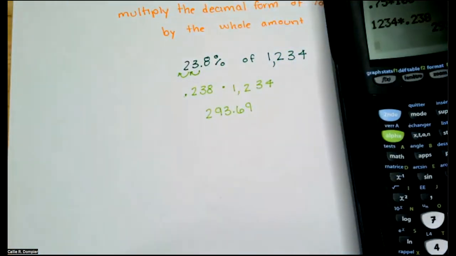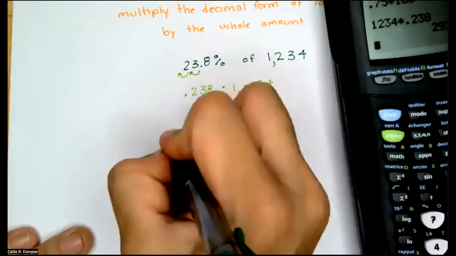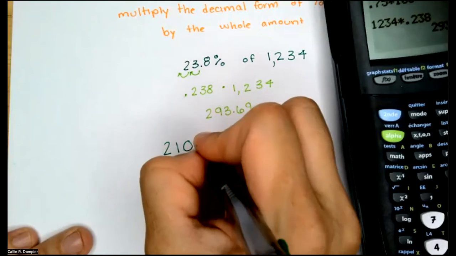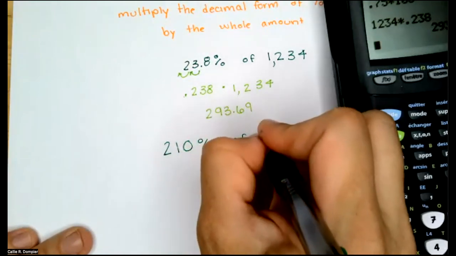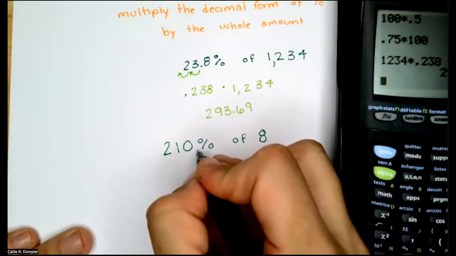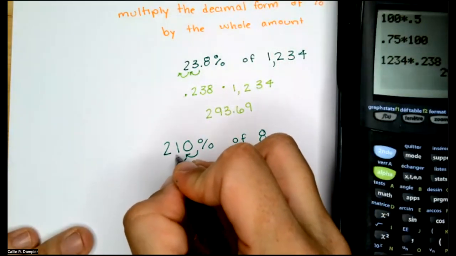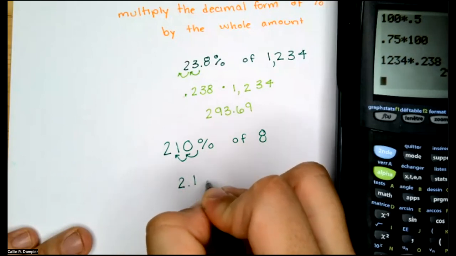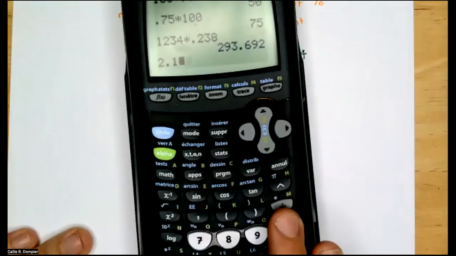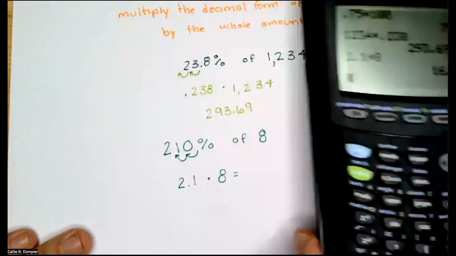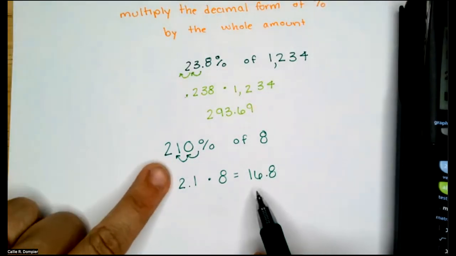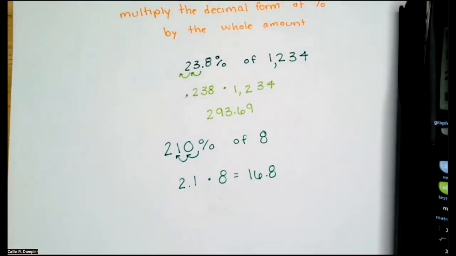Okay. If they're asking for more, so what's 210% of 8? Okay. 210% as a decimal, remember you move it 2 decimal places, so it's 2.1 times 8. 2.1 times 8 is 16.8. So 16.8 is 210% of 8.